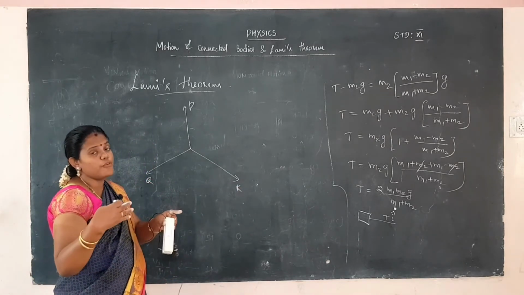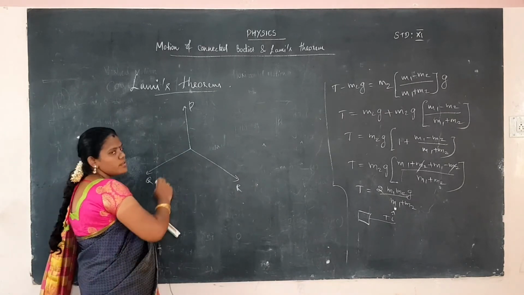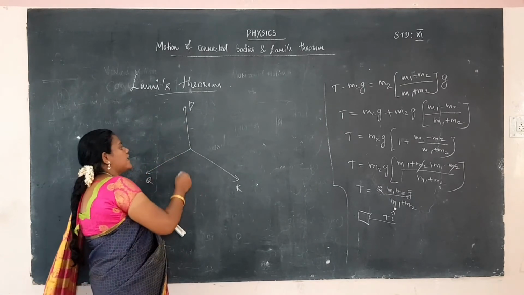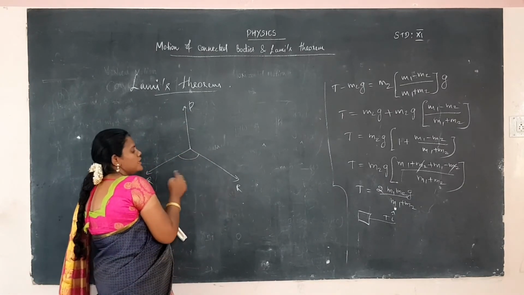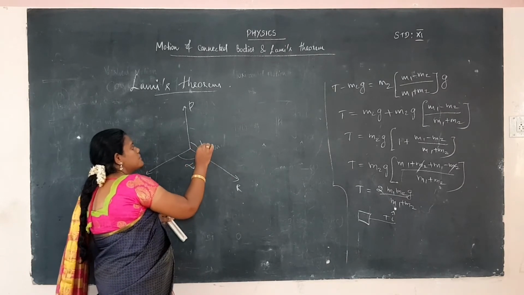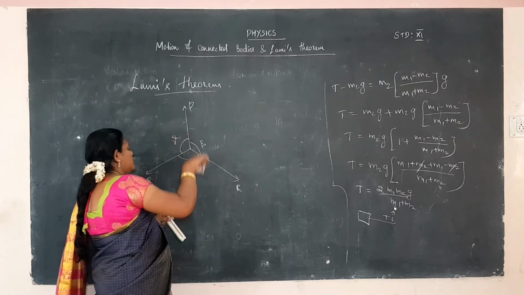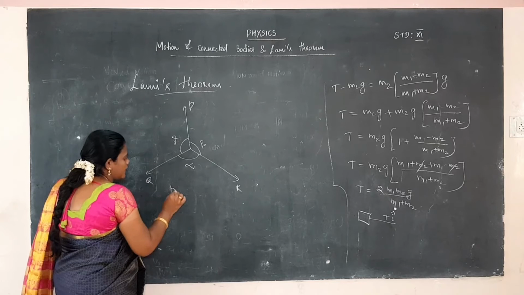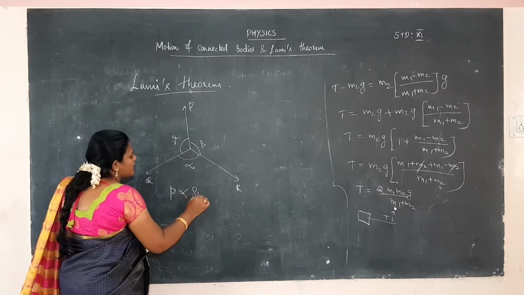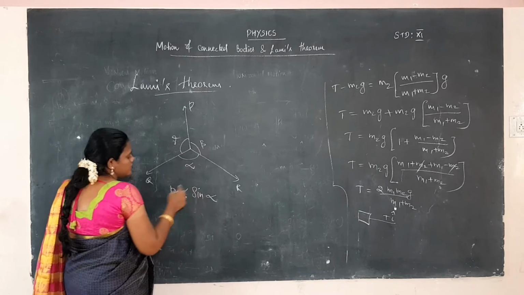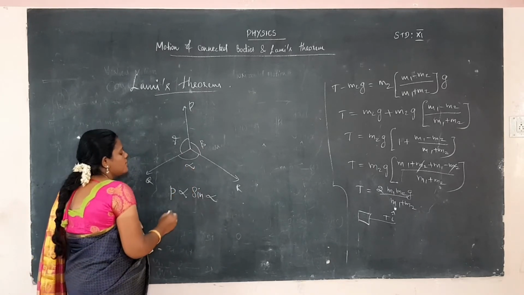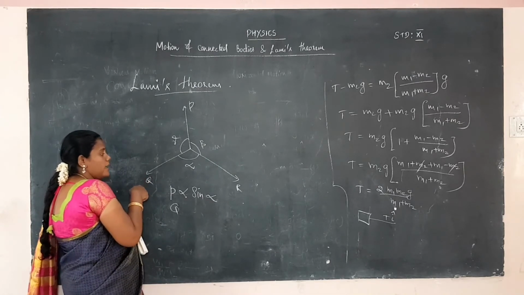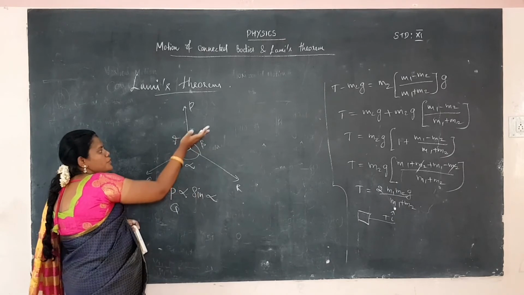The lines of the three forces meet at a single point. Each force is directly proportional to the sine of the angle between the other two forces, that is alpha, beta, gamma. So Lami's theorem is: the force is directly proportional to the sine of the angle between the other two forces. P is directly proportional to sine alpha, and Q, the second force, is directly proportional to the sine of the angle between the opposite two forces.